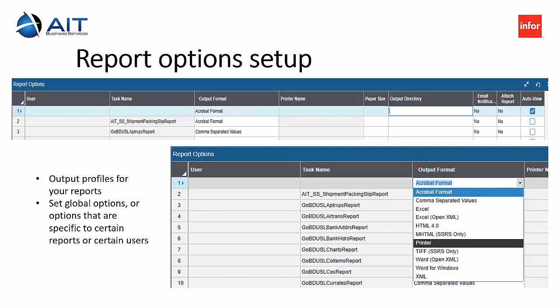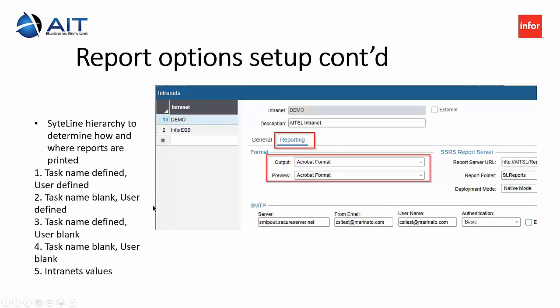Now that we see how to set up a report option, please note that SyteLine will follow a simple hierarchy for delivering tasks. First, it's going to look for records that have a task name defined and a user defined. Next, it's going to look for records that have your user defined and no task defined. This will be what we could call a blanket user option, in that all of your tasks will use this configuration when there is no specific task record found.